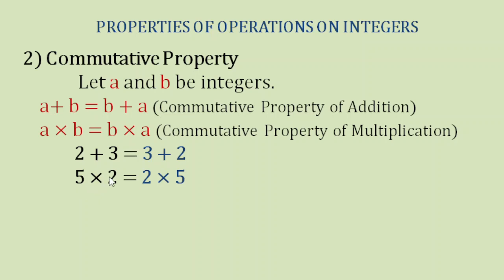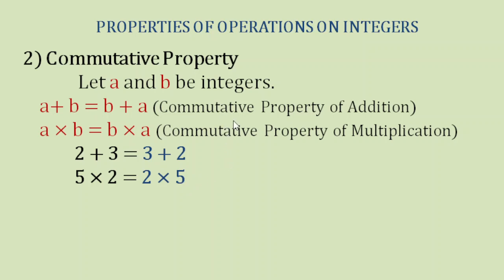5 times 2 equals 2 times 5. Why? Because 5 times 2 is 10 and 2 times 5 is also 10. So this means that in multiplying integers, the order doesn't matter. The answer will still be the same.